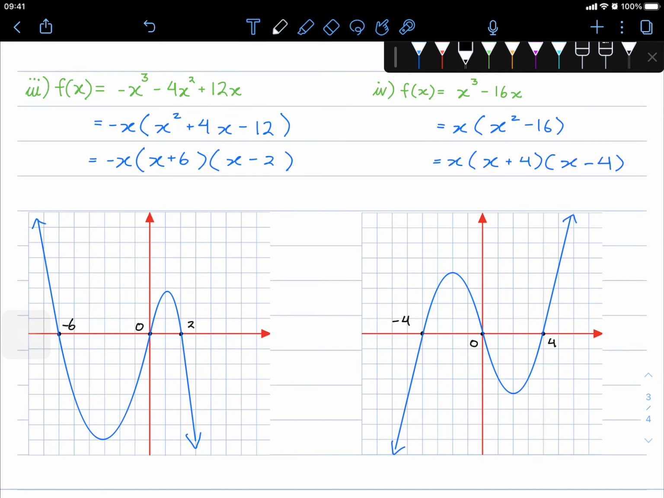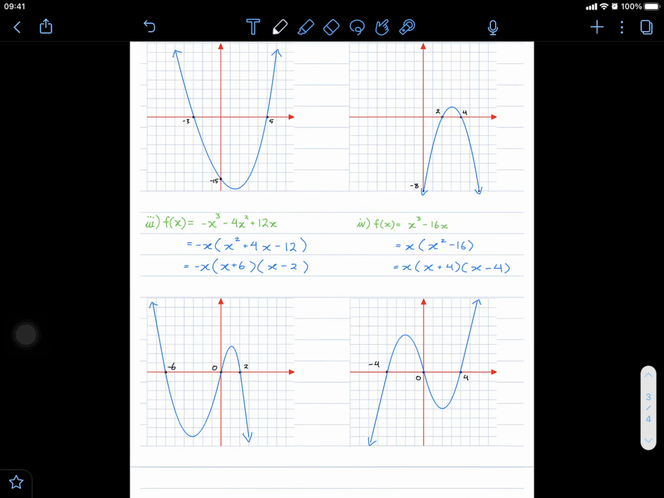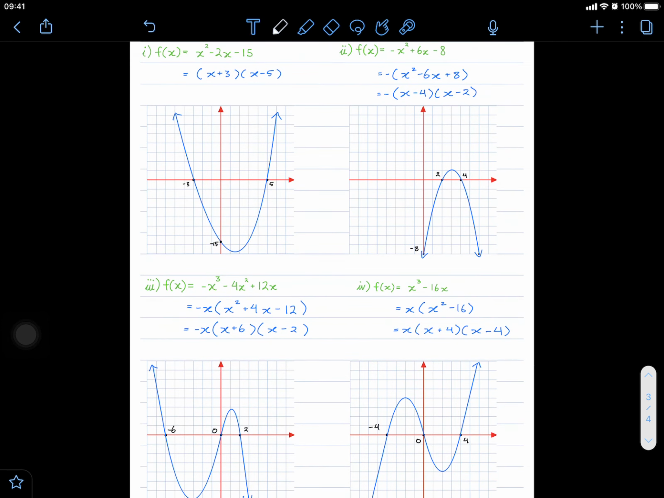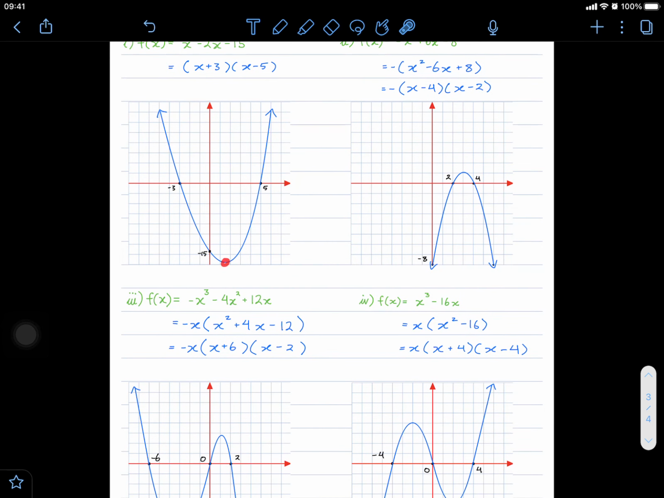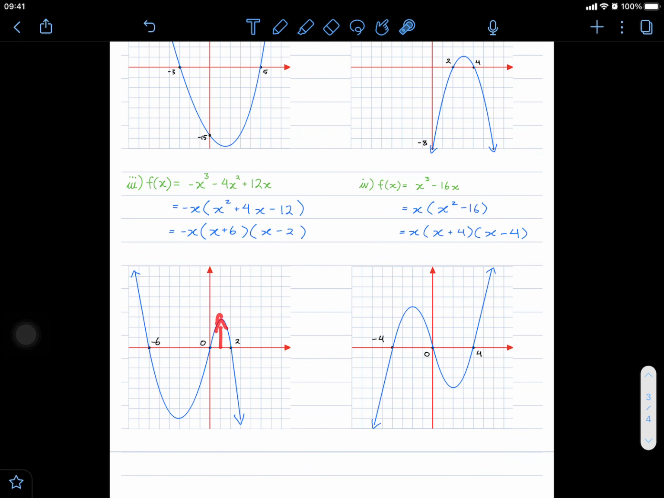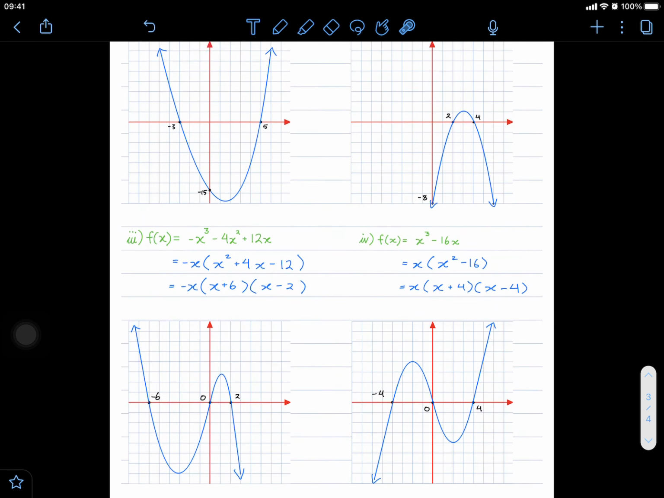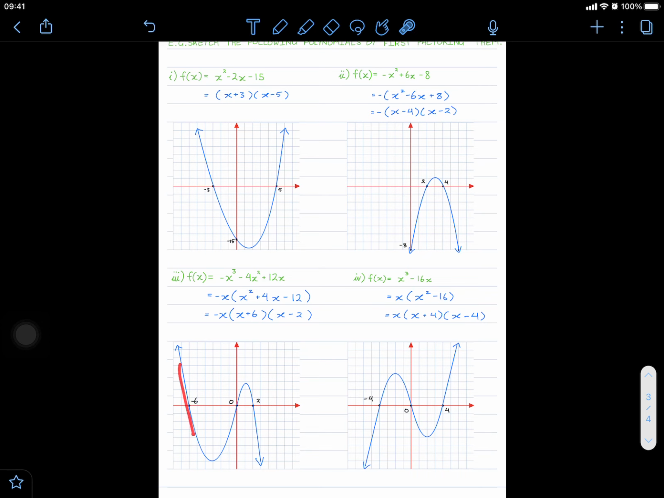So I hope that gave you an insight into graphing polynomials using the x-intercepts and the factored form, as well as trying to find the y-intercept. Now, I just need to emphasize this again. These turning points and how low or how high they are are not accurate. What we're just generally looking for is the general shape of what these look like.